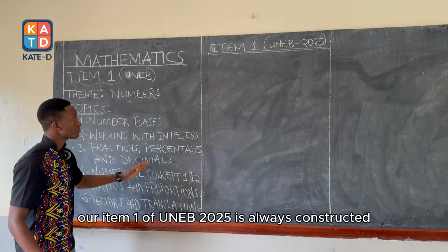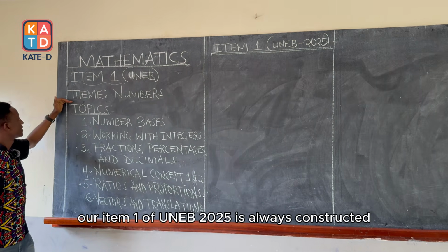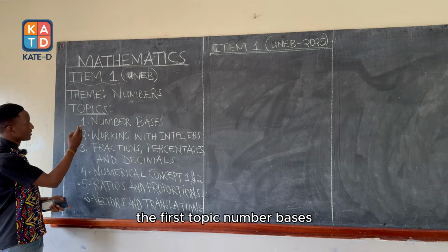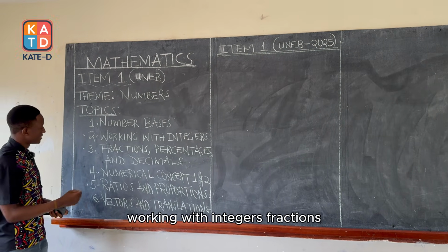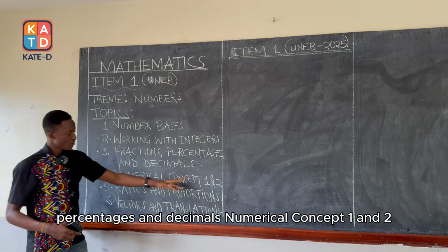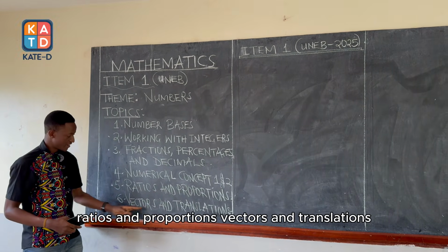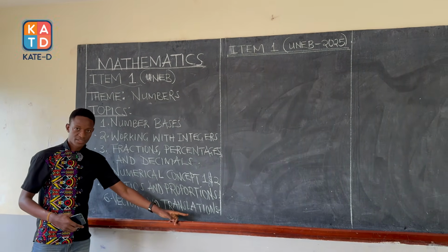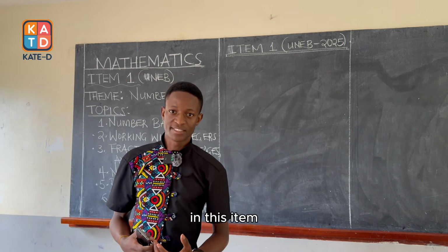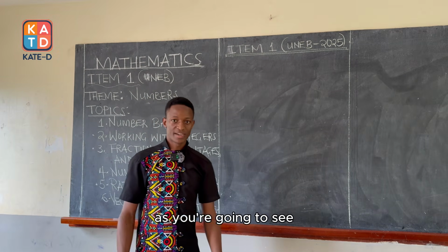Item 1 of UNEB 2025 is always constructed from the theme of numbers, where we have the topics. The first topic, number bases, working with integers, fractions, percentages and decimals, numerical concept 1 and 2, ratios and proportions, vectors and translations. But not all of these topics are included in this item. We just pick some topics to construct the item, as we're going to see.